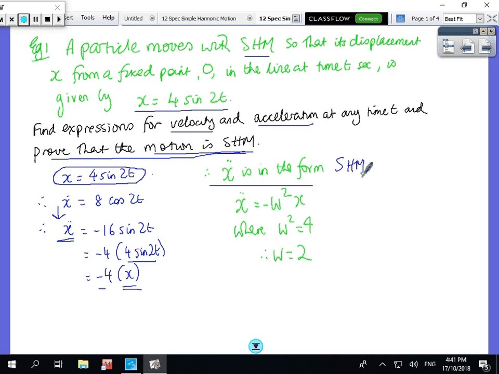That's pretty straightforward. The angular velocity is the coefficient, so omega squared equals 4, so omega equals 2. Once I've got that, I know that the period is going to be 2 pi over 2, so the period is pi seconds. The amplitude is actually going to be 4, and the period is going to be pi. So copy that and come across.